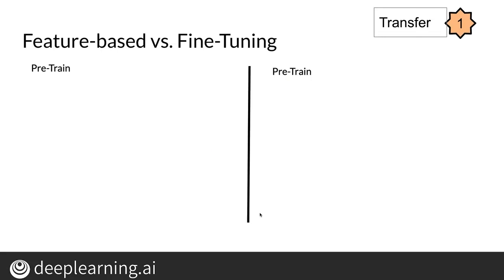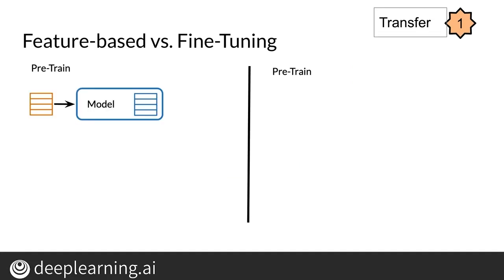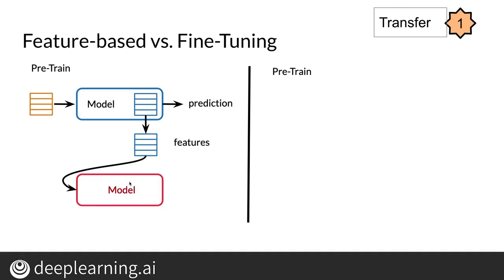So let's look at a more concrete example of feature-based versus fine-tuning. So over here you have word embeddings, you put them in your model, you get a prediction. And then over here, you get some type of new features or new word embeddings. And then you feed them into a completely different model. And this gives you your prediction.